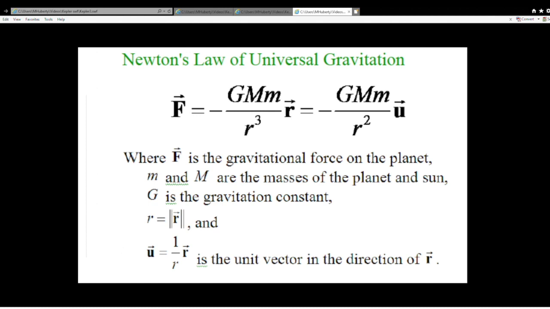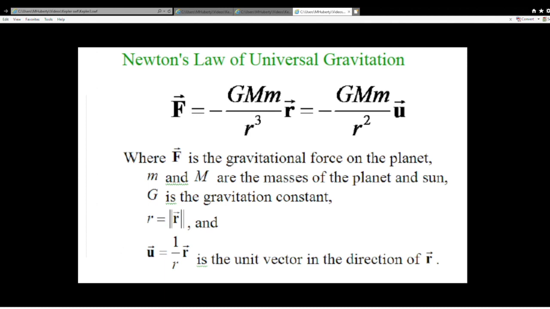Right, so our force vector, little m and big M are the masses of the planet and the sun, or actually can be the masses of any two objects gravitationally, but in this case it's the planet and the sun. Big G is the gravitation constant. In this case, the fancy R is the magnitude of the vector between the two objects. And then finally, as I said, the u vector is the unit vector in the direction of the R, which is what corrects for the two different notations. And we'll use both forms of this when we go through the proof.